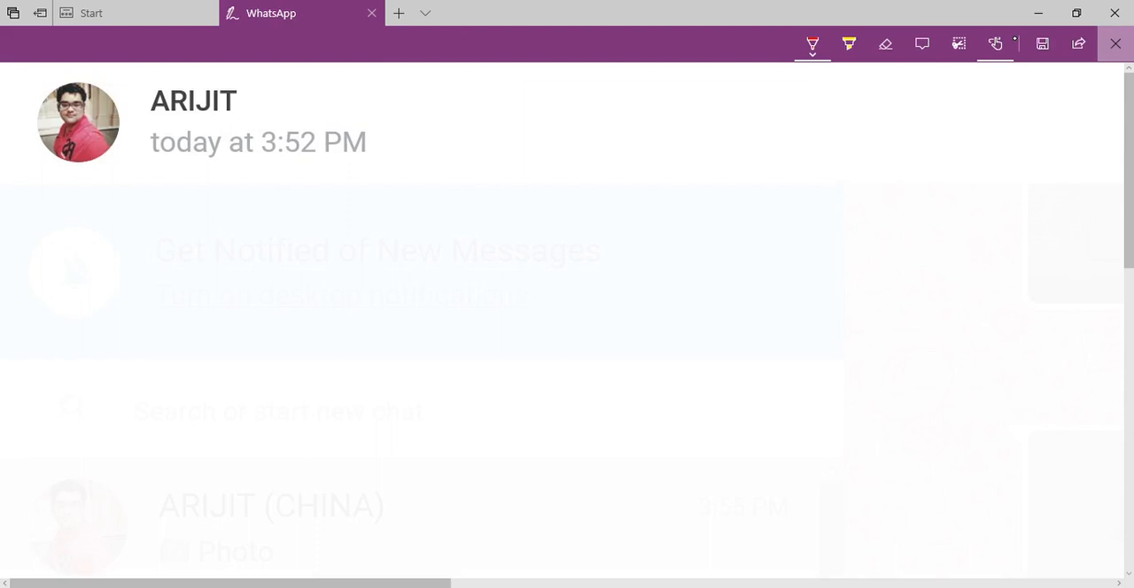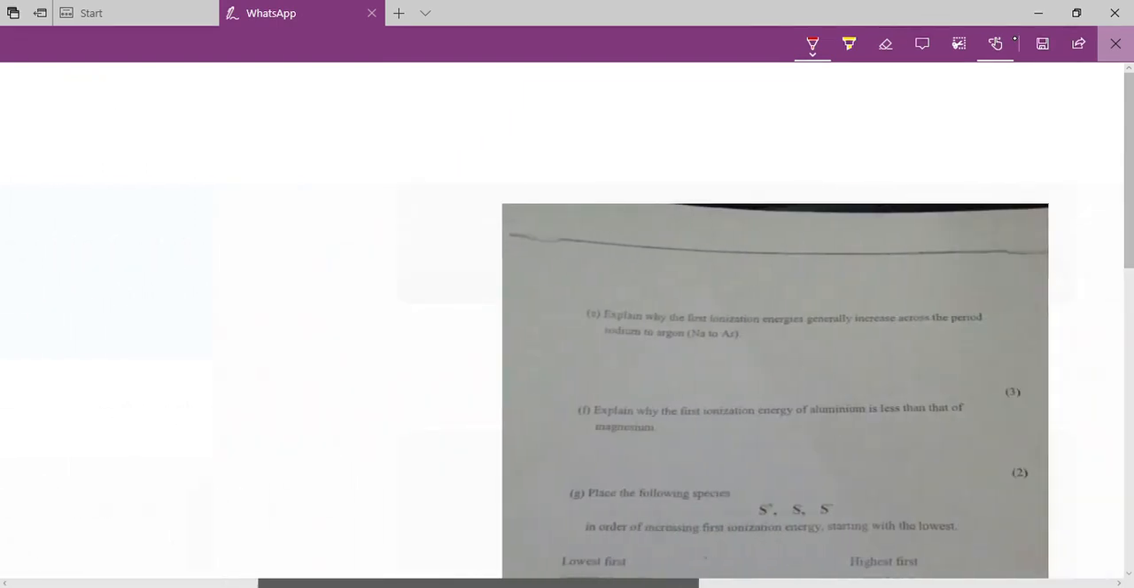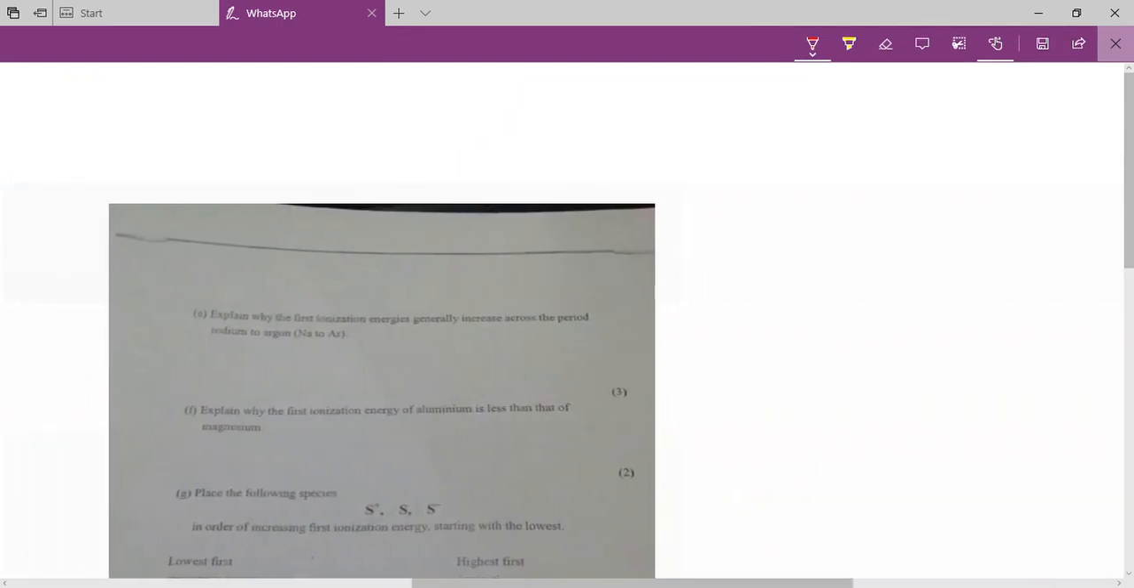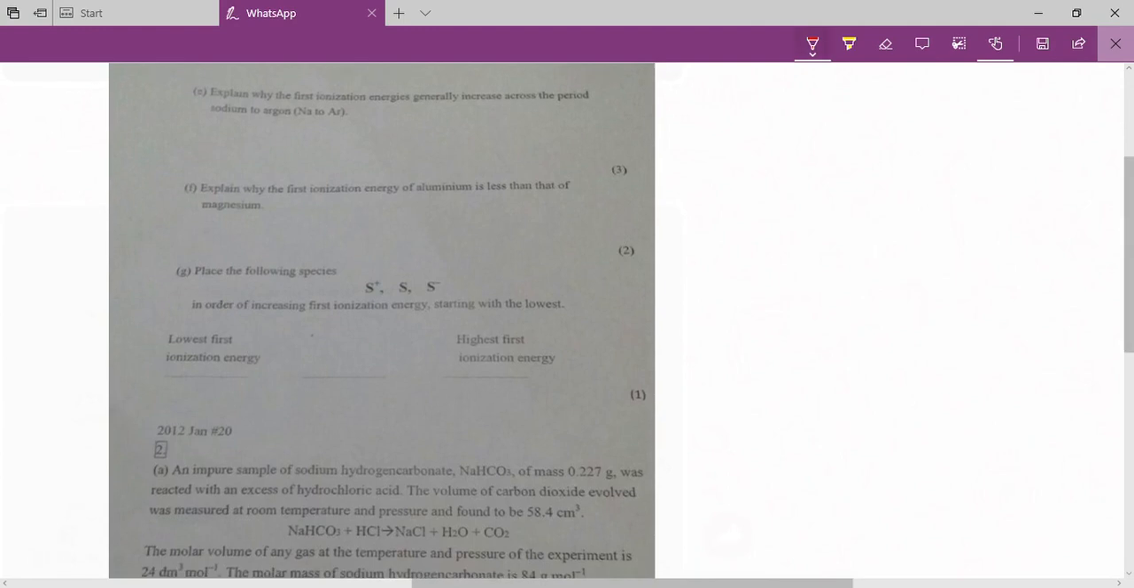So in that condition, the first point will be that nuclear charge will increase. Okay. Wait, I am writing here. Give me 1 second. The first answer is that your nuclear charge increases.